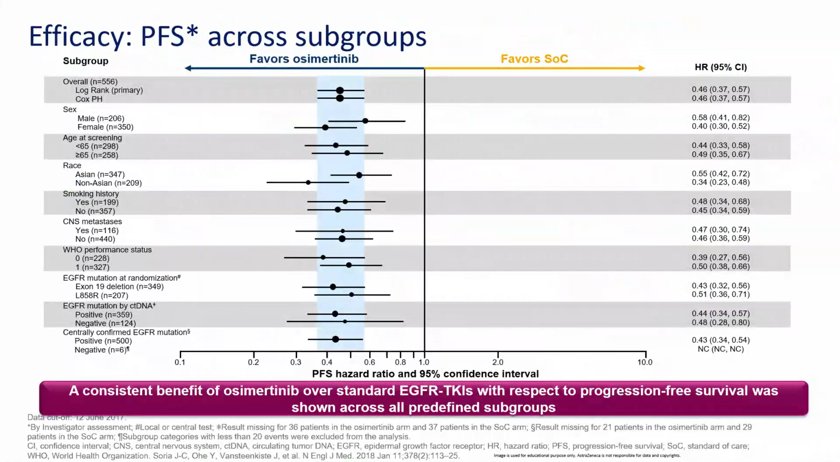The PFS benefit is seen across all the groups: sex, age, race, smoking history, CNS metastasis, performance status, and EGFR mutation type, and EGFR mutation positive by ctDNA as well. A consistent benefit across all the subgroups was noted for the PFS.